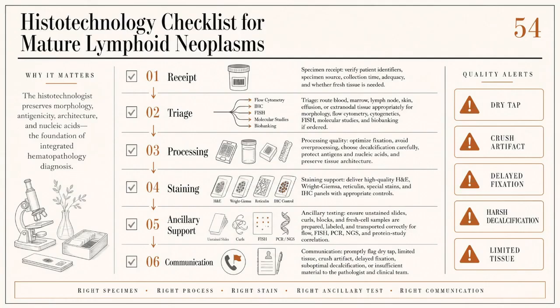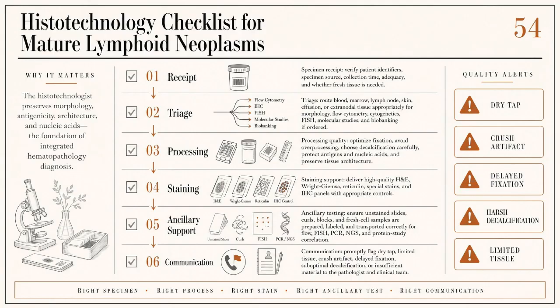Upon receiving specimens, the first and most crucial step is verifying specimen adequacy. This involves not only confirming that the correct specimen types have been submitted, such as peripheral blood smears, bone marrow aspirates, core biopsies, or lymph node excisions, but also ensuring that the quantity and quality meet the requirements for downstream testing. For example, peripheral blood and bone marrow aspirate smears require meticulous preparation and staining, often with Romanowsky-Giemsa, to highlight cellular details such as nuclear chromatin patterns and cytoplasmic granularity.